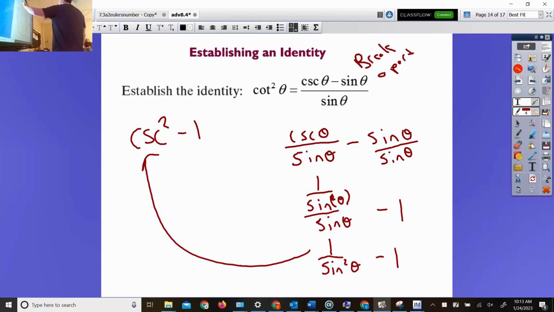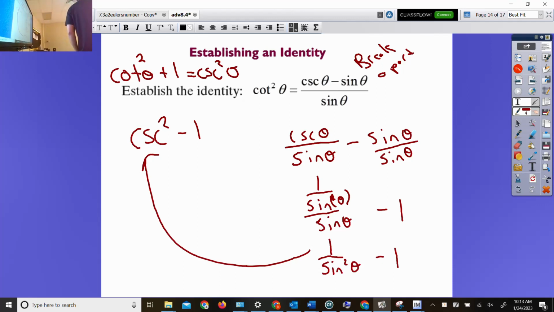And if you go back and you look at identities, and I'll be honest, I'm having one of those days. Pythagorean? It's Pythagorean. Cotangent squared of theta plus 1 is cosecant squared, right? Is that the identity? I'm having a day. So, if you subtract the 1, you're at cotangent squared of theta. Yep, it was that simple.